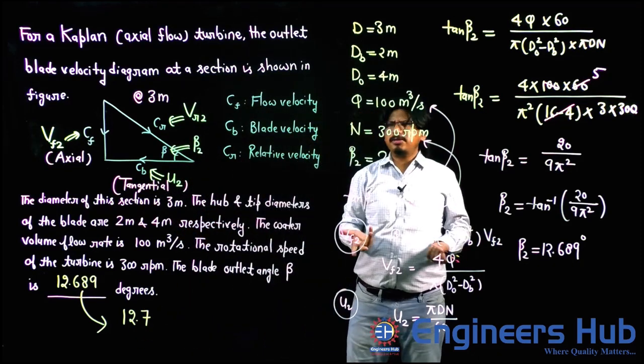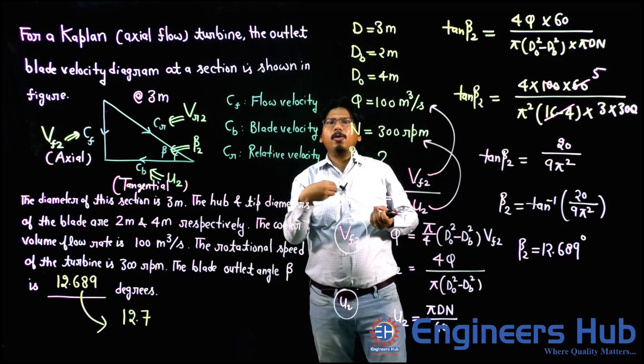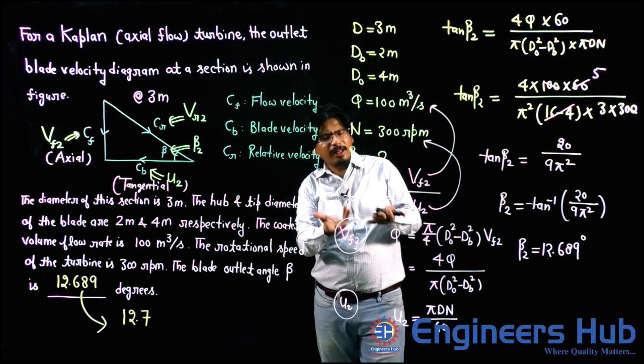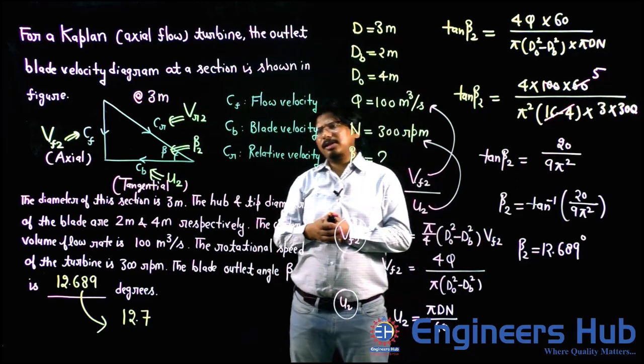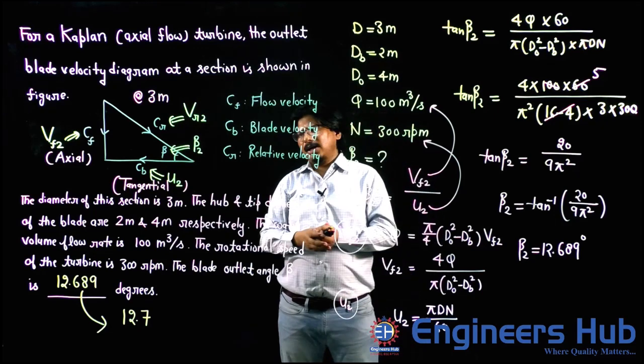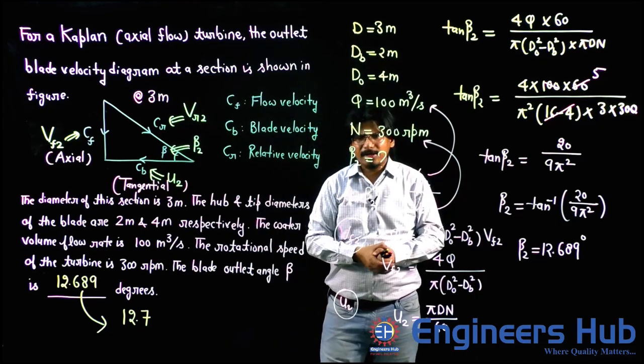So it's a very simple question, my friends. The only thing you should know is how to calculate this VF2, for which discharge is given, and how to calculate this U2, for which they have given diameter and RPM. Just substitute the values, and you will get the answer, my friends.